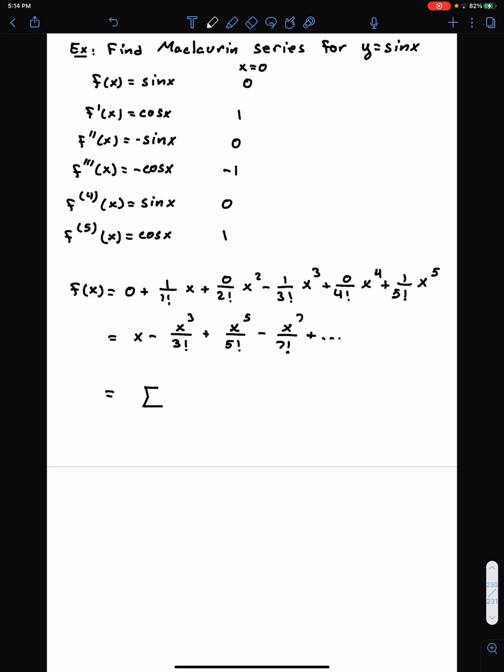So the series can be written as the sum from n equals 0 to infinity of negative 1 to the n, x to the 2n plus 1 divided by 2n plus 1 quantity factorial. So a Maclaurin series is also an infinite series.